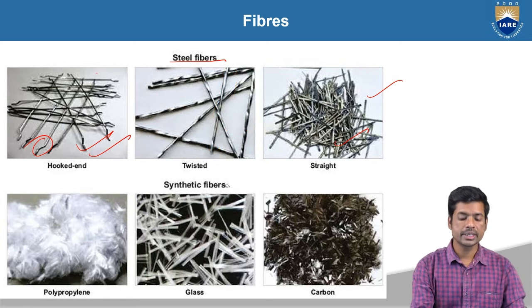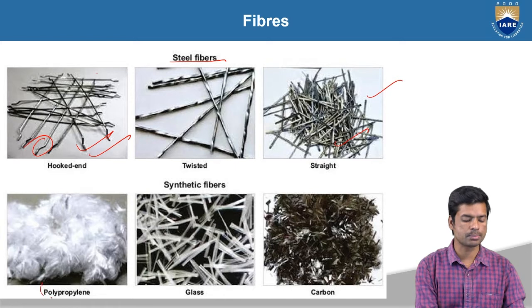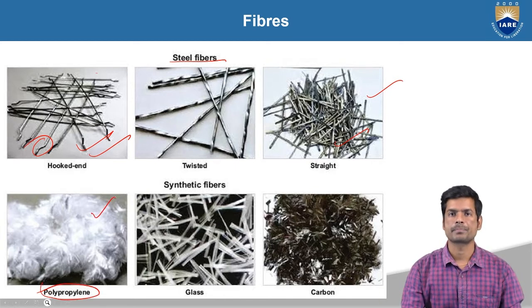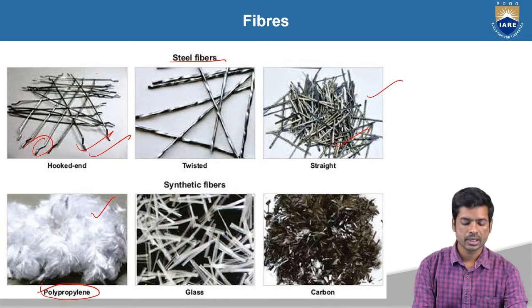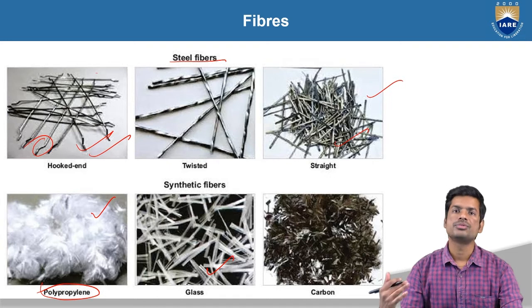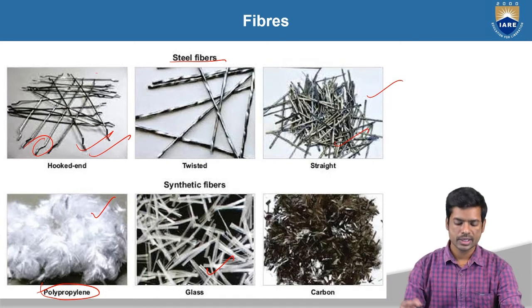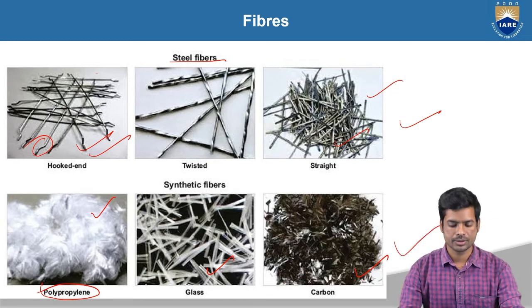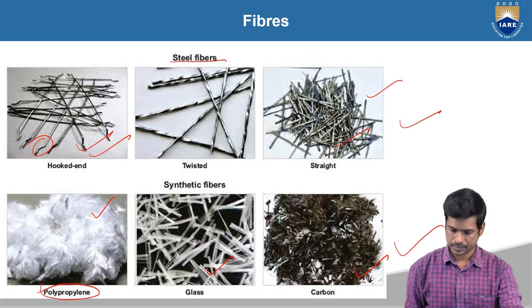And next one, synthetic fibers, that is processed polypropylene, because this is one of the plastic materials. With that also we can use the fibers. And next, glass fibers; these also we can use for making fiber reinforced concrete. And next one, carbon fibers; carbon fibers also we can use in the preparation of fiber reinforced concrete. These are the different types of fibers which we can use for preparing fiber reinforced concrete.